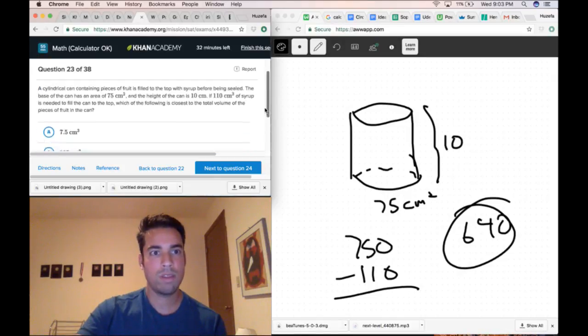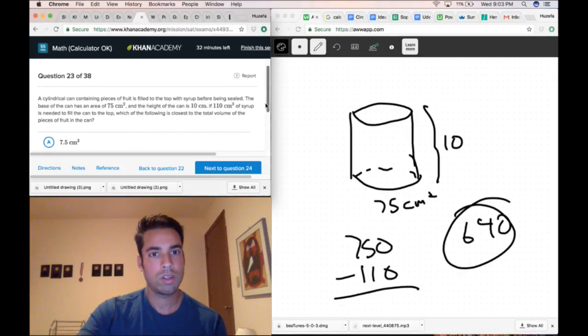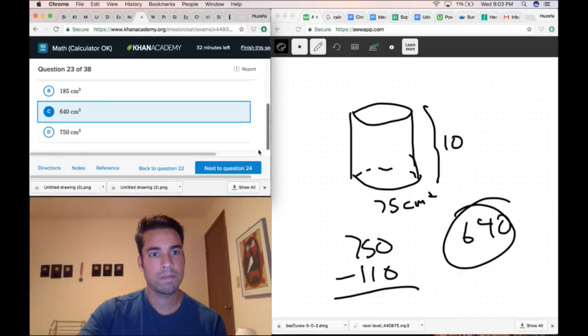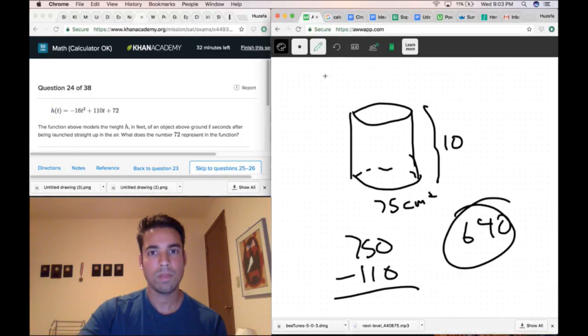As long as I read everything correctly, right? 10 centimeters. They didn't change any units. Okay, good. We're good. Next.